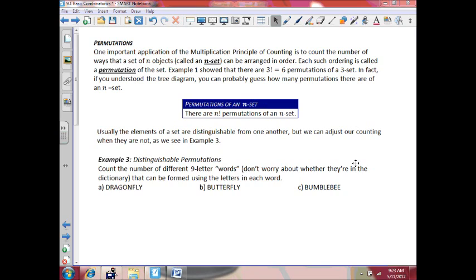Usually the elements of a set are distinguishable from one another, but we can adjust our counting when they are not, as we'll see in example 3. Now, one thing you need to remember about n factorial: if you have 8 factorial, it means 8 times 7 times 6 times 5 times 4 times 3 times 2 times 1. So you count down and multiply all of those.